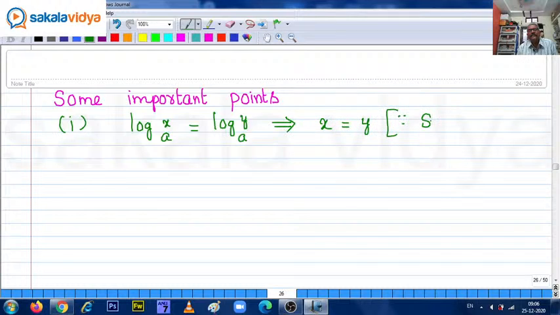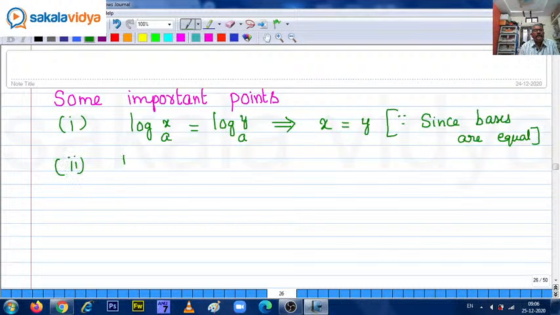Since the bases are equal, if the two logarithms are equated, the numbers are equal. x is equal to y. We can write that. The second concept is important.